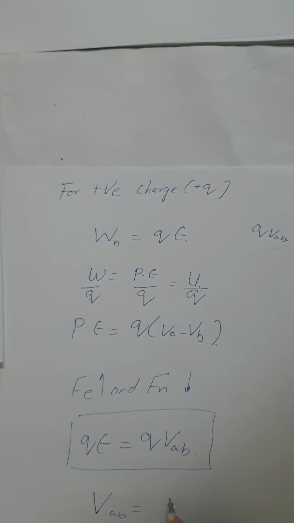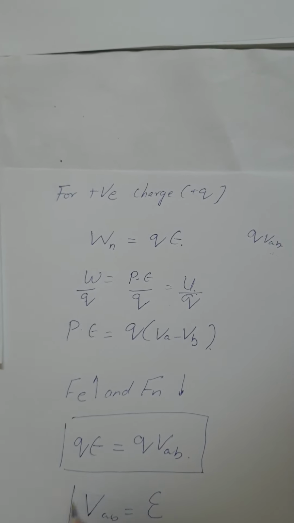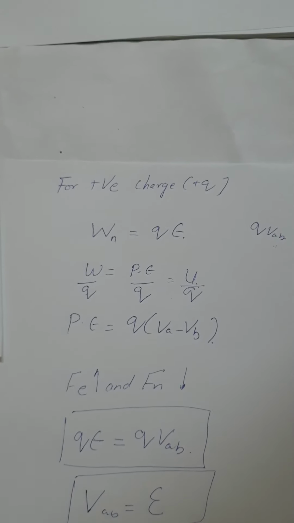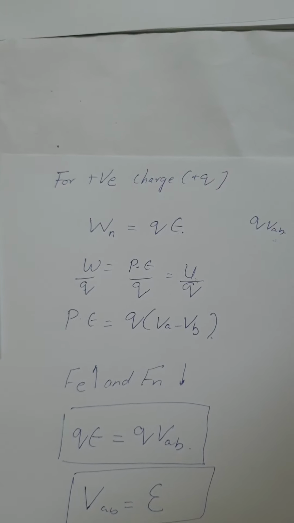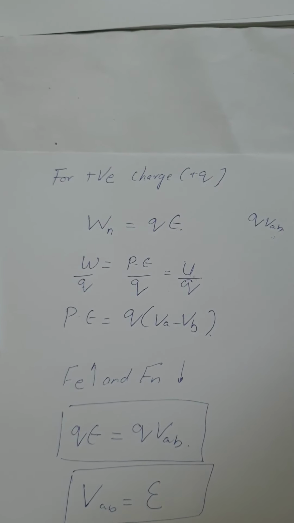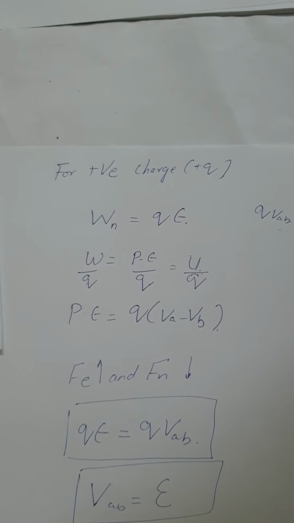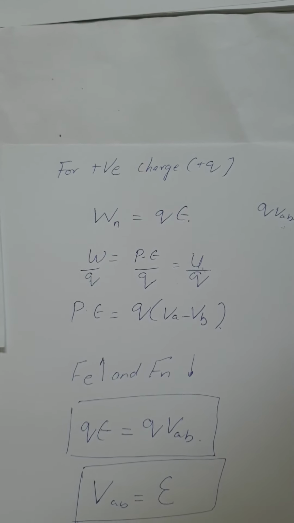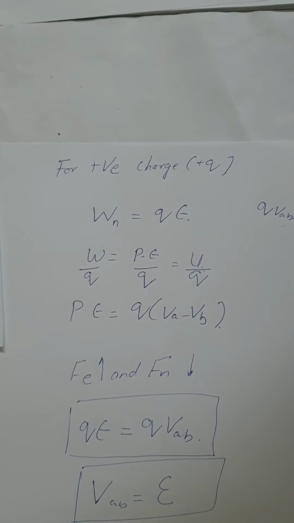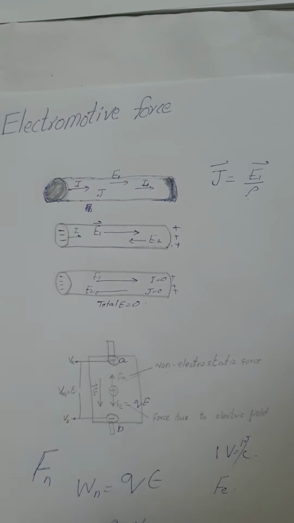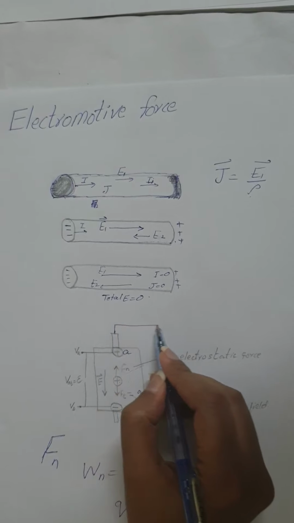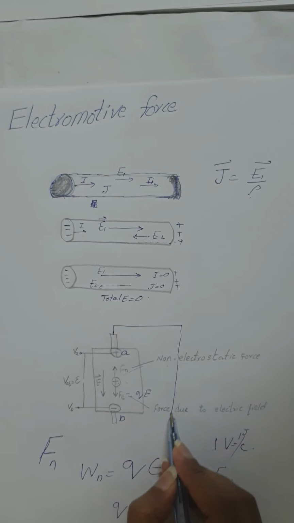Vab becomes E for an ideal source of EMF. So now let's make a complete circuit. We're connecting a wire with resistance R to the terminals of the source. So let's complete this one.